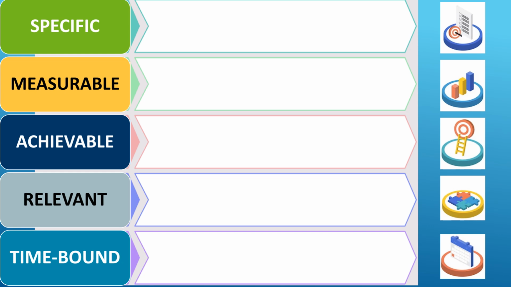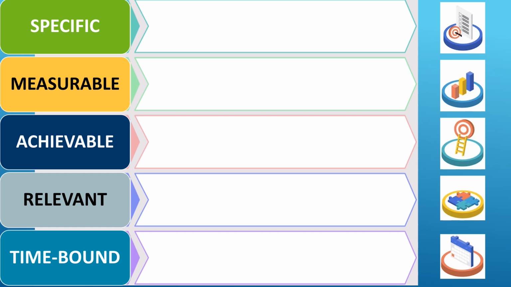Specific. SMART objectives provide a framework to ensure goals are specific, measurable, achievable, relevant, and time-bound. This approach enhances clarity, focus, and time efficiency in goal setting. Here is what each component of SMART stands for.